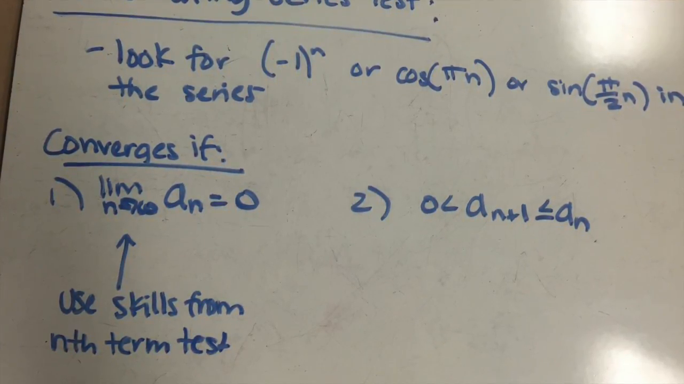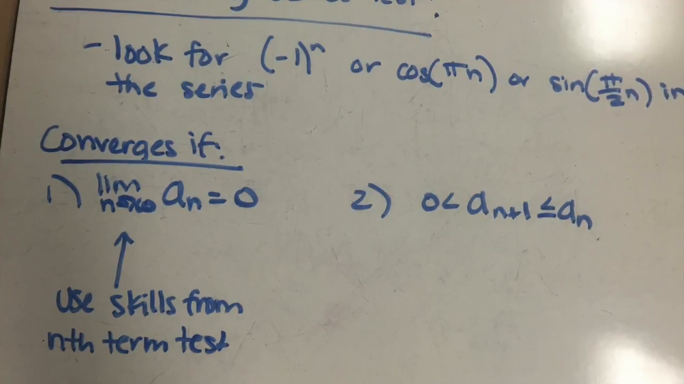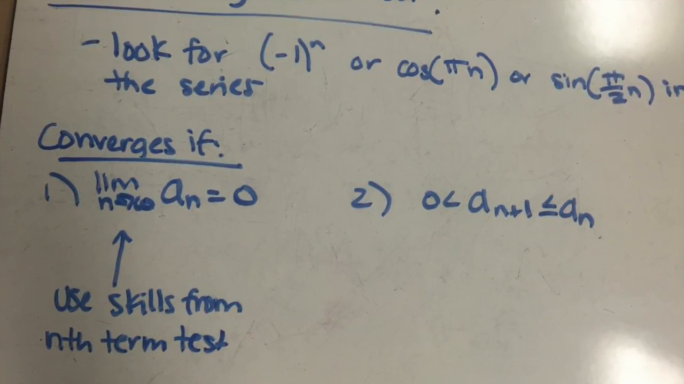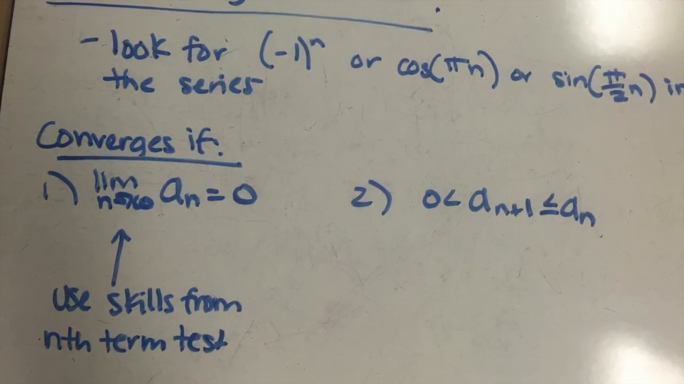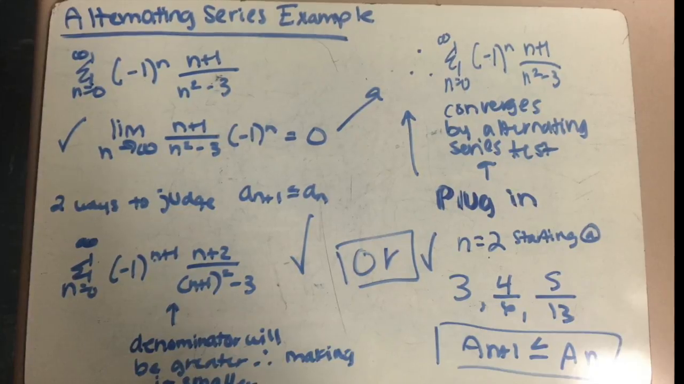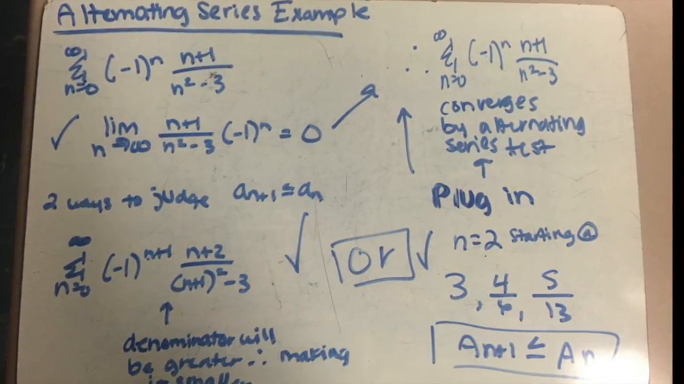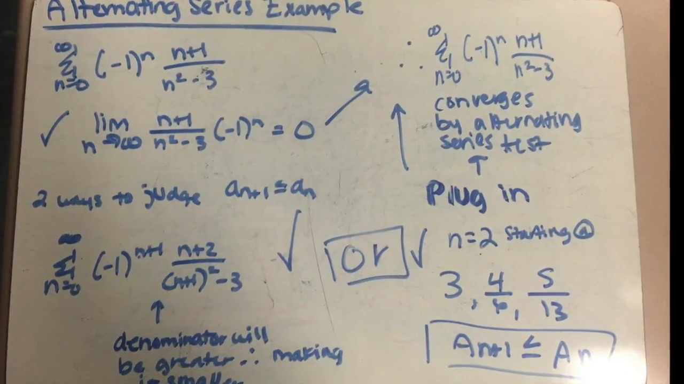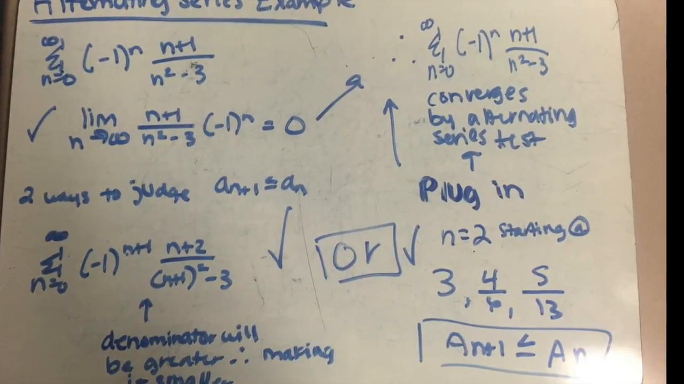And also if the next term in this series is less than or equal to the previous term in the series. In this example, we have the series (-1)^n times (n plus 1) over (n squared minus 3). And first we're going to check if the sequence approaches 0, and in this case it does.